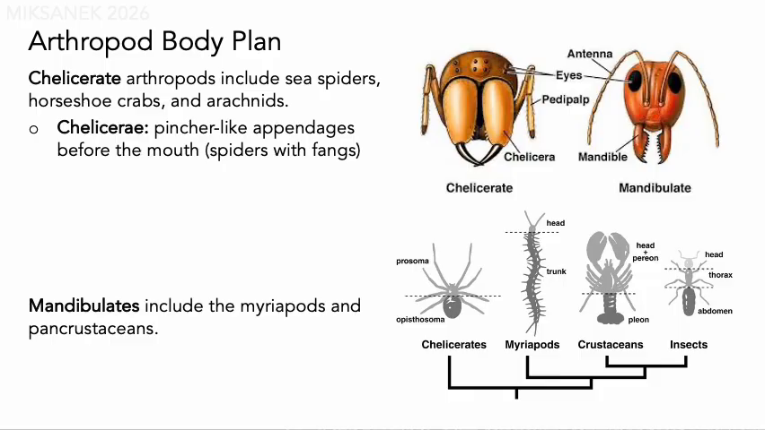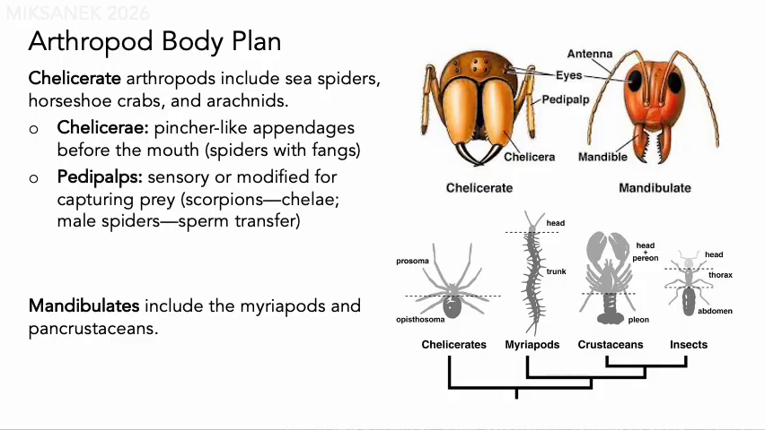Another important characteristic for these chelicerates is a pair of pedipalps, which are located right behind the mouth. The pedipalps are sensory, or sort of modified organs, which literally means foot hands. And they're used to capture and handle different kinds of prey. In scorpions, they're modified into the chelae, those big pinchers. And in adult male spiders, the tips of the pedipalps are ballooned out or bulbous, and they're used to transfer sperm to the female spiders during mating.